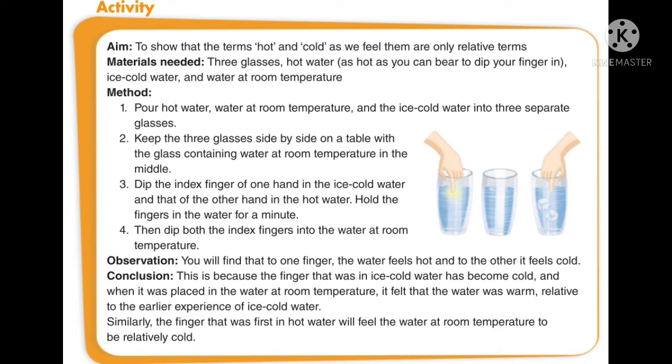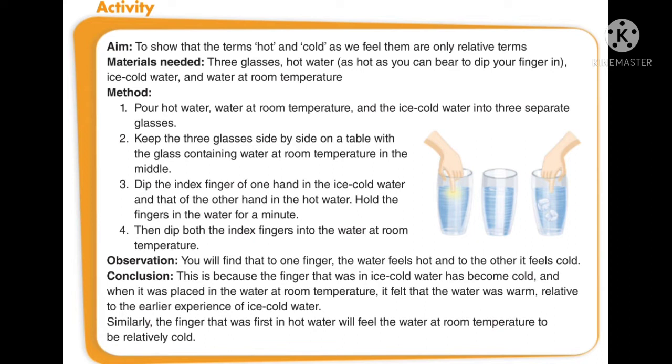Then method: pour hot water, water at room temperature and ice cold water into the 3 glasses separately. Then keep the 3 glasses side by side on the table with the glass containing water at room temperature in the middle. Dip the index finger of one hand in the ice cold water and that of the other hand in the hot water. Hold the fingers in the water for a minute. Then dip both the index fingers into the water at room temperature, which is in the center.